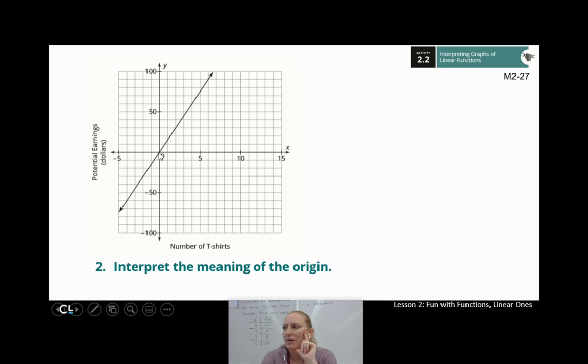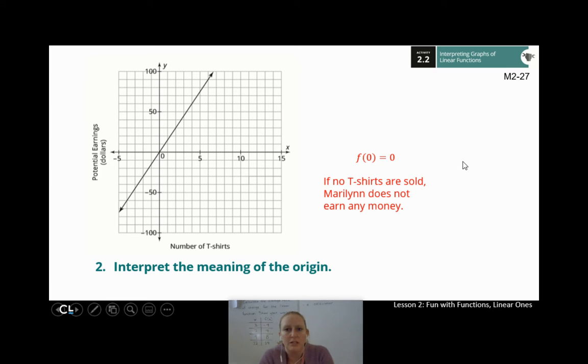So if I plug in a 0, I get 0 out. So sorry about the darkness, it'll adjust itself soon. So if I plug in a 0, f of 0 gives me 0, right? If no t-shirts are sold, Marilyn doesn't make any money. We kind of already said that earlier, but we're just being more specific today.